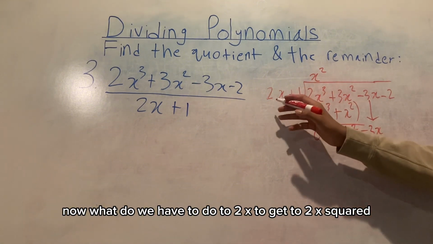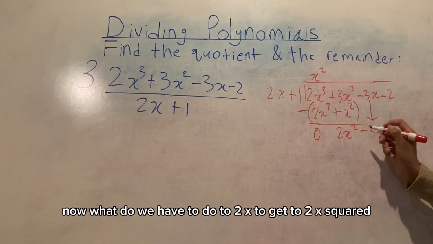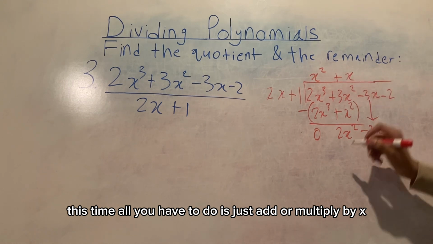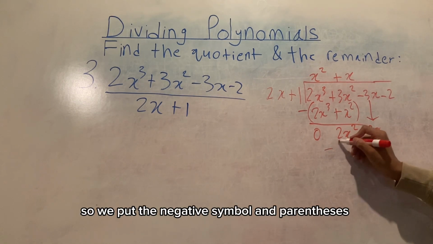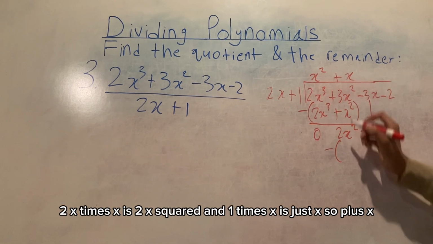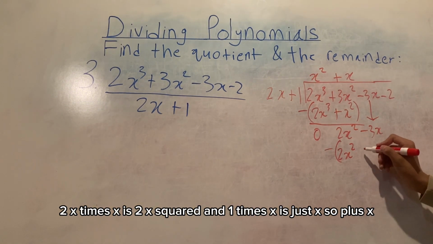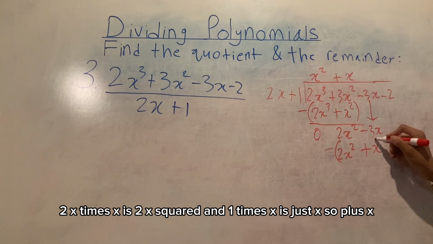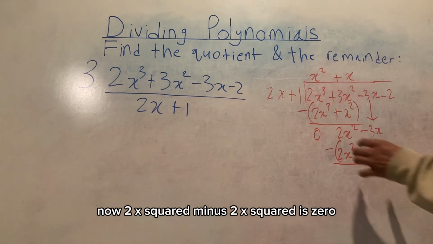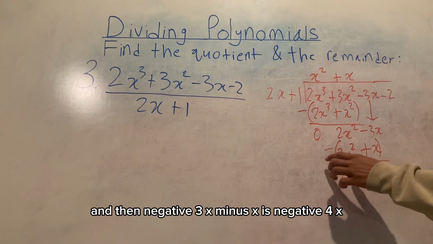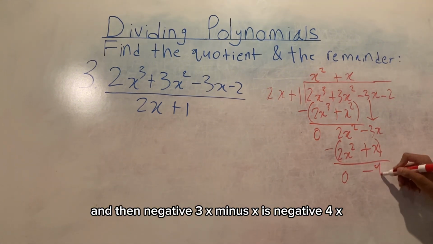Now, what do we have to do to 2x to get to 2x squared? This time, all we have to do is just multiply by x. So we put the negative symbol in parentheses. 2x times x is 2x squared, and 1 times x is just x, so plus x. Now, 2x squared minus 2x squared is 0. And then negative 3x minus x is negative 4x.